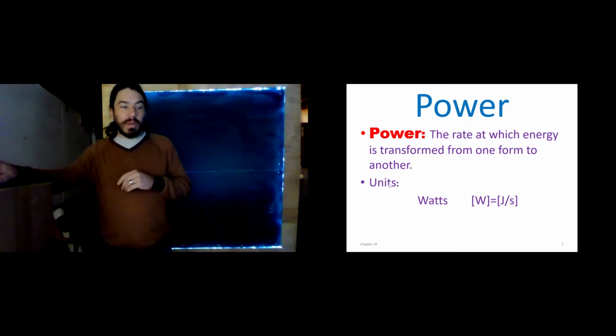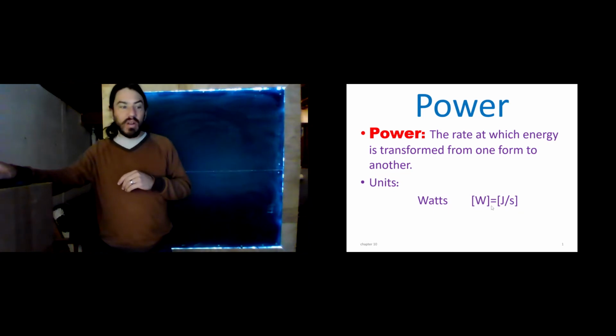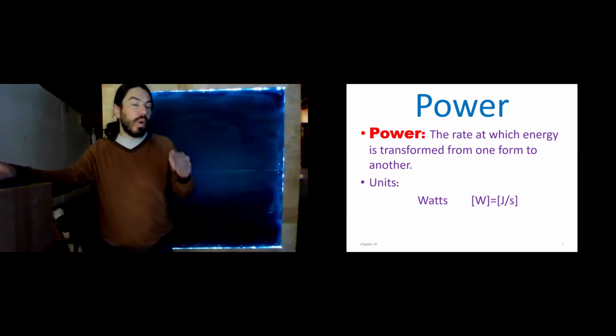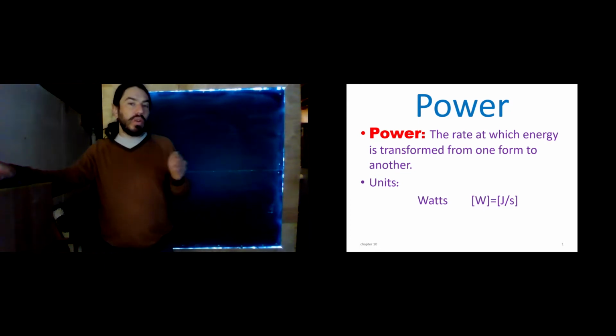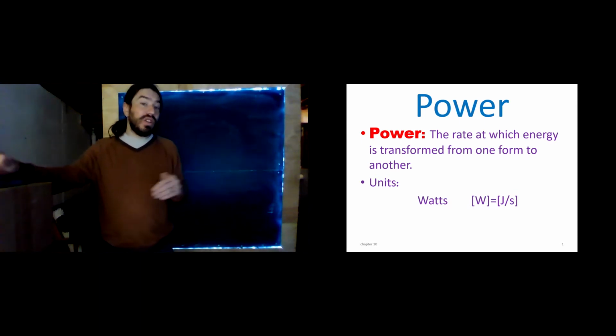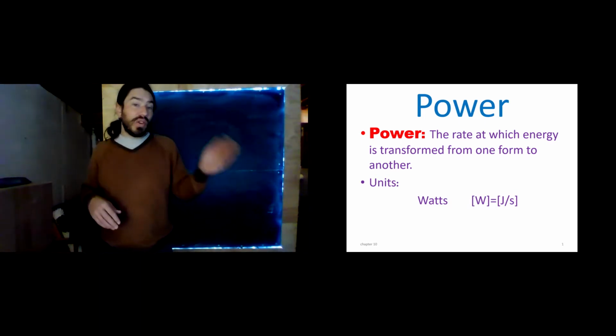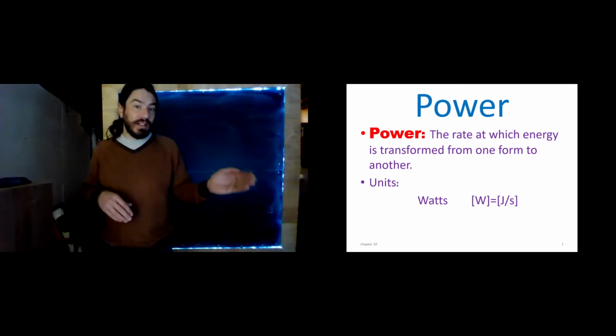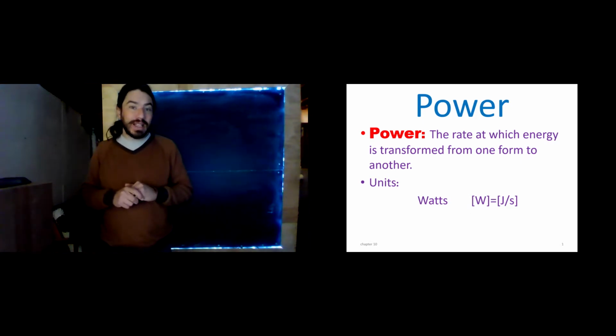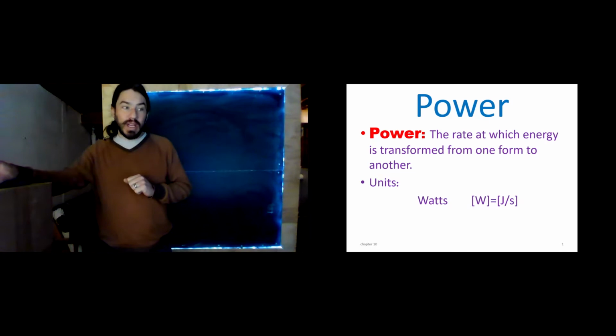And so our units for power are a joule per second, or a watt. 1 watt is 1 joule per second. So take a 100 watt light bulb. That 100 watt light bulb is transforming 100 joules of energy every second, from electrical energy into thermal and light energy every single second. Again, power is a rate of energy transformation.